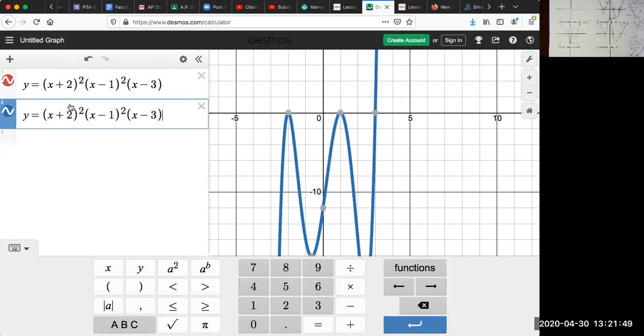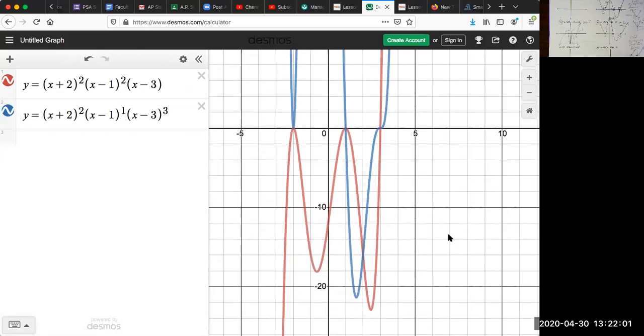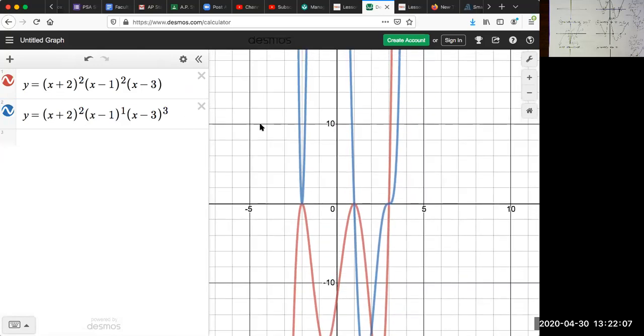(x plus 2) squared, (x minus 1), multiplicity 1. You can put 1 here, it doesn't matter. (x minus 3) cubed. So notice how the roots are the same and it hits at the same spot. It just bounces differently. It's also even. So it ends up here.